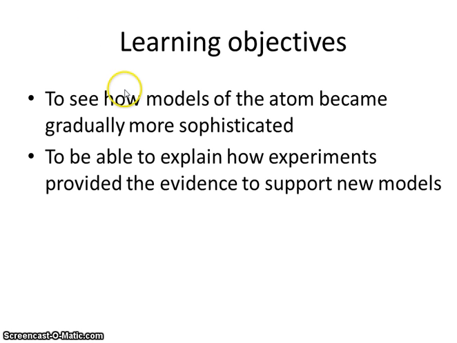So for the purposes of the A-level exam, you need to be aware of the fact that models of the atom have become gradually more sophisticated over time. You need to be able to describe that, and you need to be able to explain how evidence for those models was obtained from experiments.